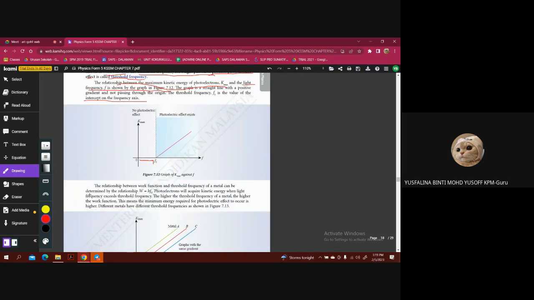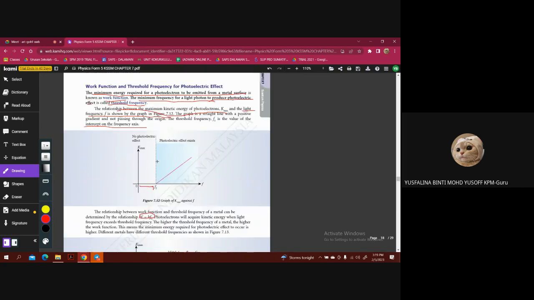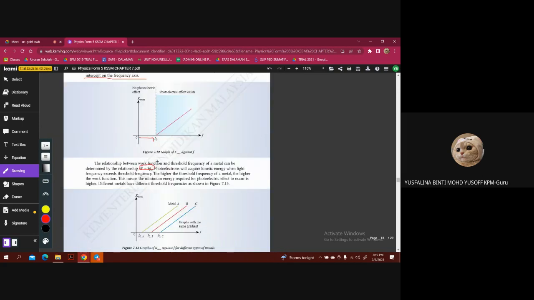Then after that, the relationship between work function and the threshold frequency of a metal can be determined by W equals hf0. The work that is done to make the electron come out from the metal, we call it the work done, if not mistaken, yeah, the work function.